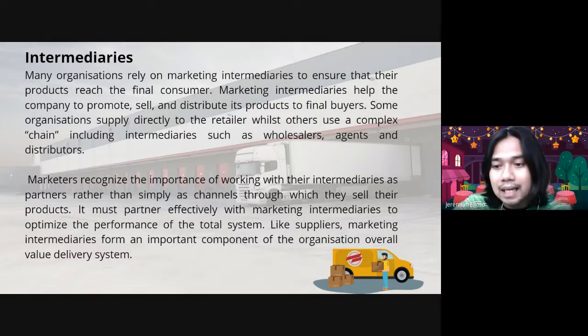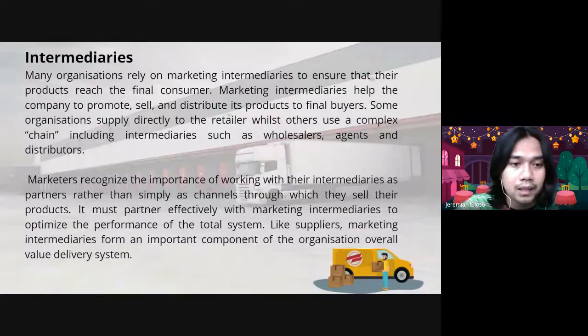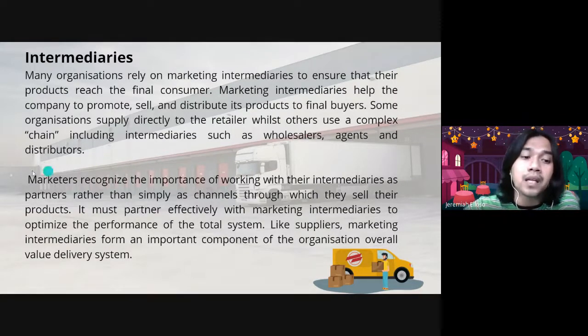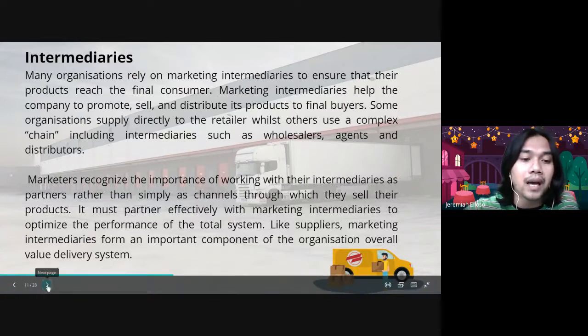So, basta tandaan lang natin that the role of intermediaries is to mediate or to be in the middle to assist or support in the distribution channel to reach the target market. And in the same way with the suppliers, we have to also maintain a good working relationship with the intermediaries.